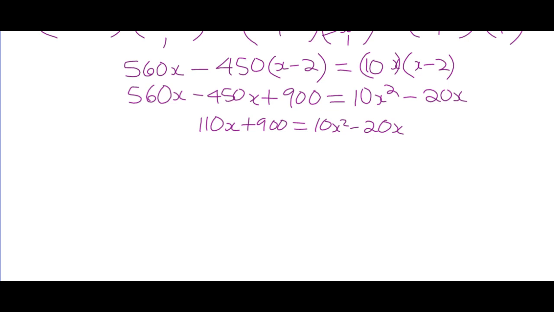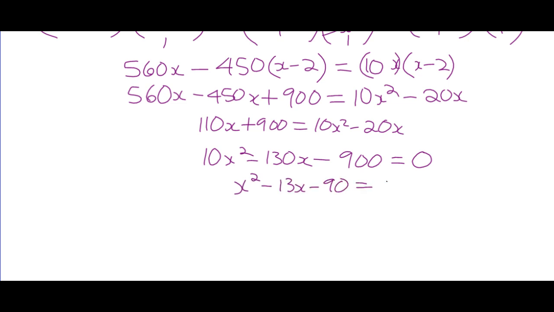Now move everything over. We'll get 10x squared. Subtract 110 gives me minus 130x. Subtract 900, minus 900. And that's going to be equal to 0, because we've cleared this side. We subtracted 110, we subtracted 900, so this side is now 0. We're just going to reverse the order we write the sides. Since it's an equation equal to 0, we can divide through by 10, and all of these are divisible by 10. So I get x squared minus 13x minus 90 is equal to 0.